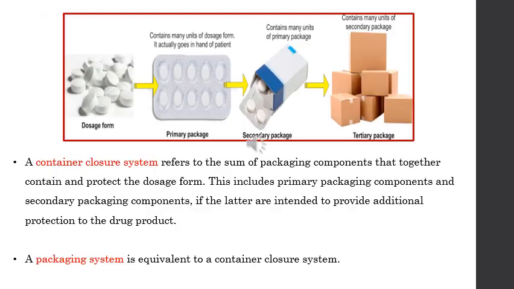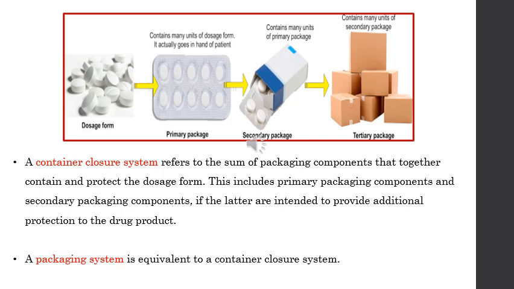Now again, to summarize this in a diagrammatic form, the dosage form here is a tablet. The tablet has a primary packaging in the form of a strip. This strip is in a small box, or you can say a carton, and then a number of cartons will be packed in boxes for shipping purposes. So we have the dosage form in the primary packaging material, then the primary pack in the secondary pack, and finally the tertiary pack.